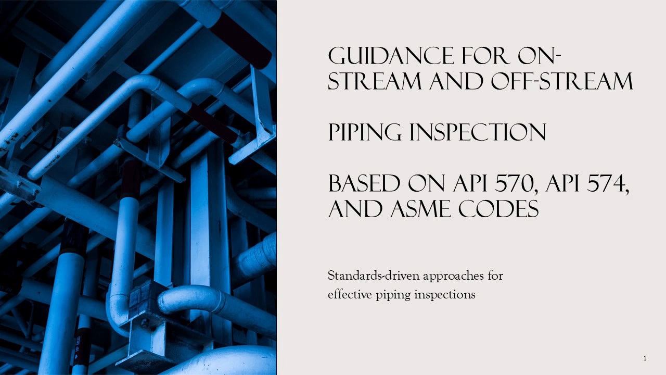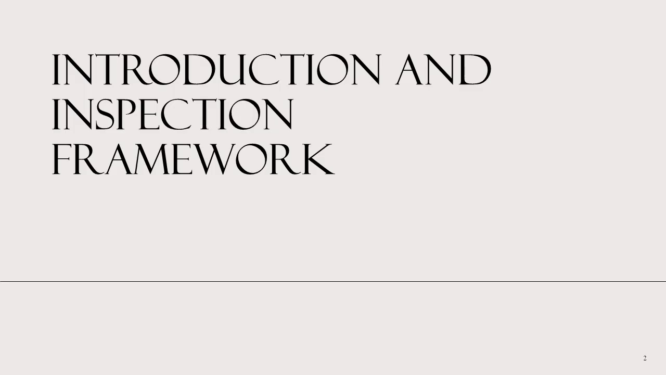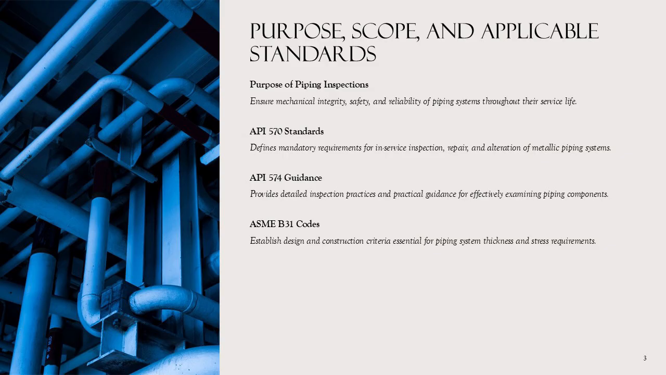Guidance for on-stream and off-stream piping inspection based on API 570, API 574, and ASME Codes: standards-driven approaches for effective piping inspections. Introduction and Inspection Framework, Purpose, Scope, and Applicable Standards. This section establishes the purpose and overall framework for performing piping inspections in accordance with internationally recognized codes and standards, primarily API 570, API 574, and the ASME B31 series.